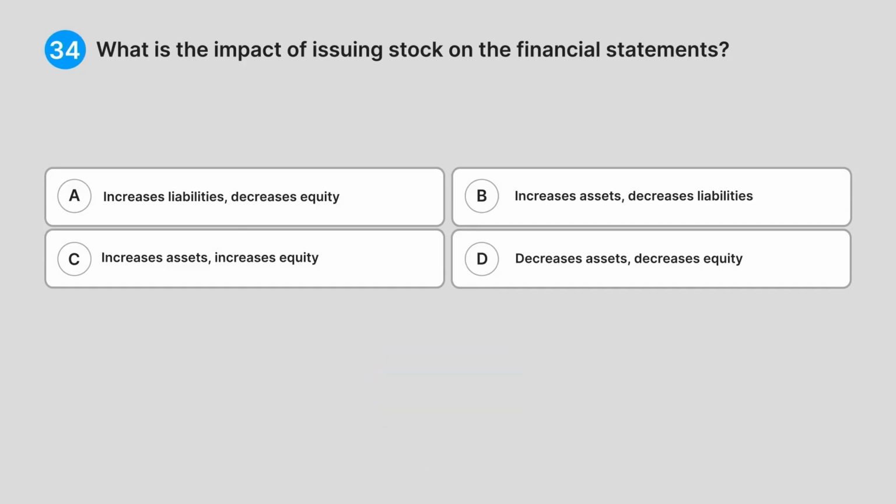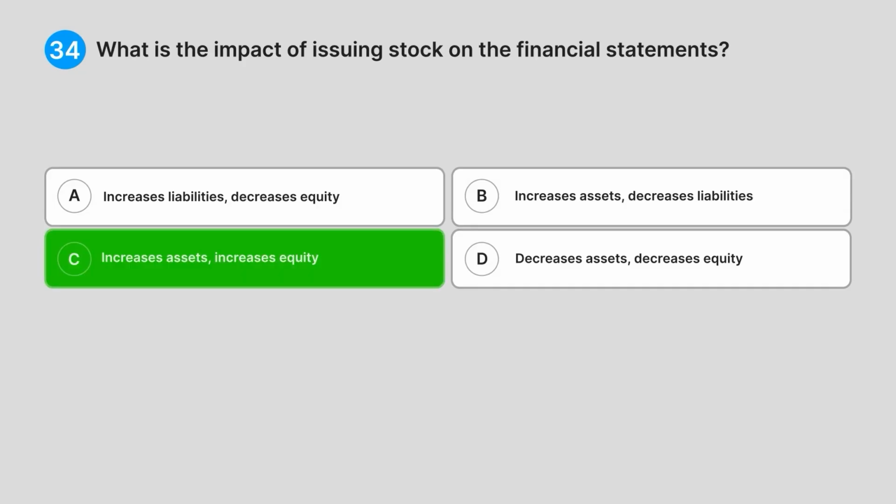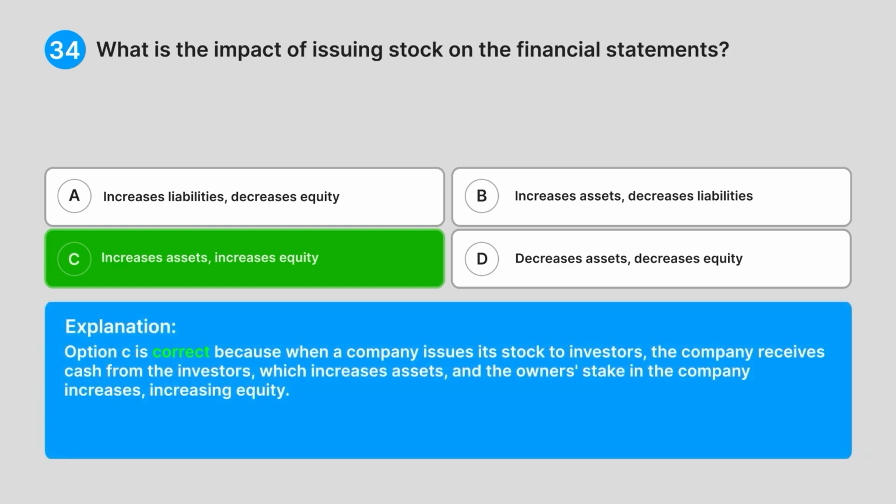Correct answer, C. Increases assets, increases equity. Explanation. Option C is correct because when a company issues its stock to investors, the company receives cash from the investors, which increases assets, and the owner's stake in the company increases, increasing equity.